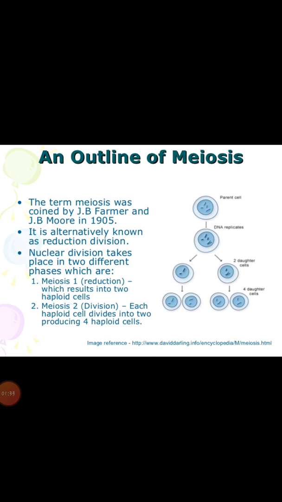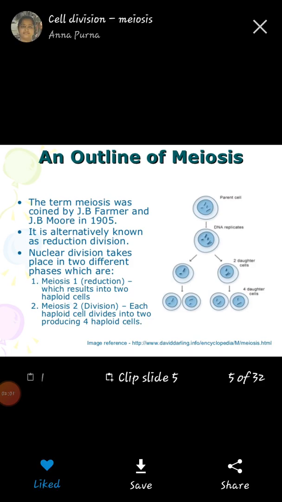It involves successive nuclear divisions occurring one after the other, meiosis first and meiosis second. Meiosis first is the reduction division, which forms two haploid cells. In meiosis second, each haploid cell divides into two, producing four haploid cells. So meiosis second is similar to mitosis; it is an equational division.